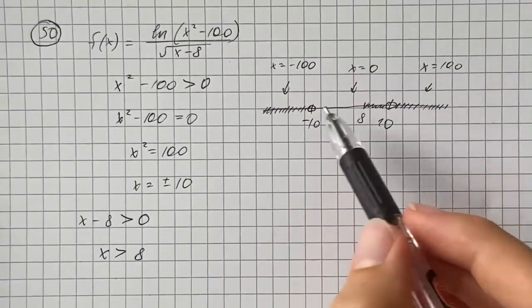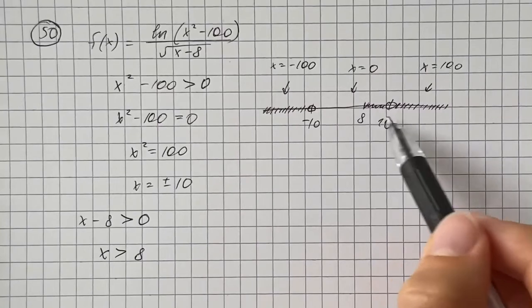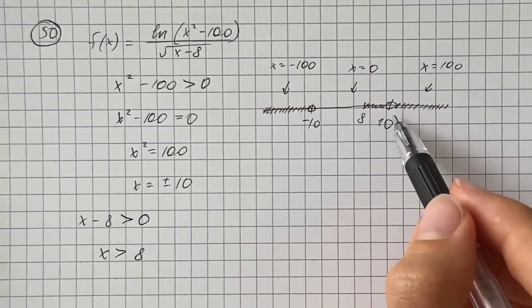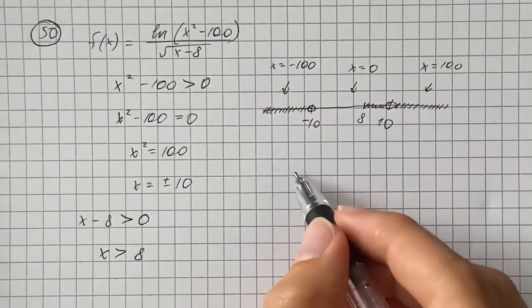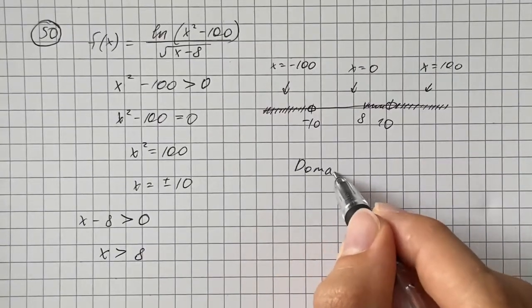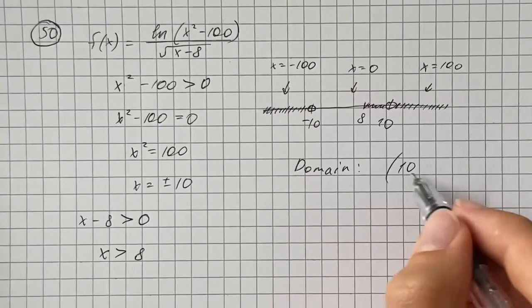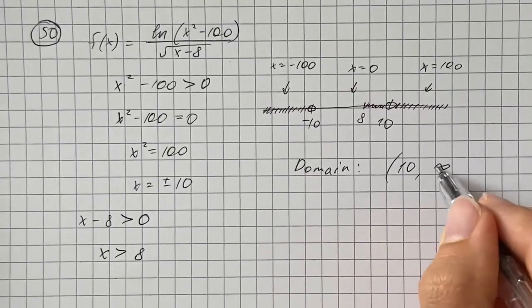And now we're going to look at regions that overlap, and in this case it's going to be the region that is greater than 10, therefore our domain is going to be 10, using parentheses, from 10 up to positive infinity.